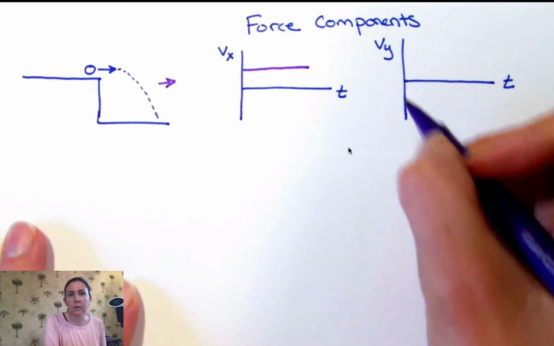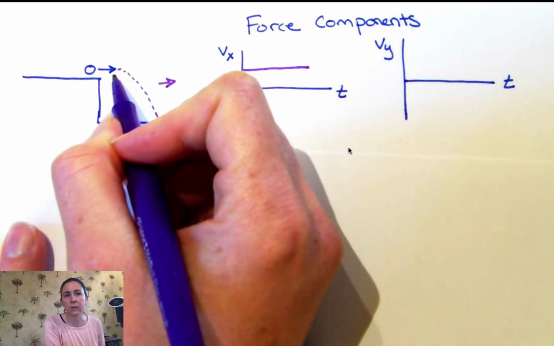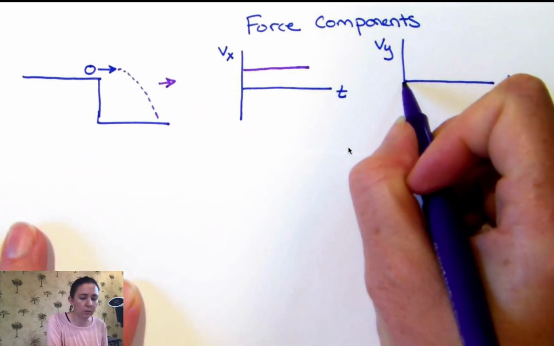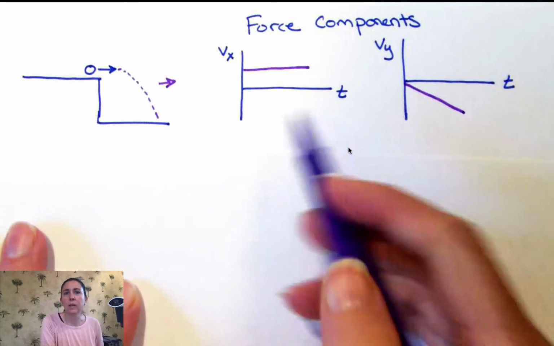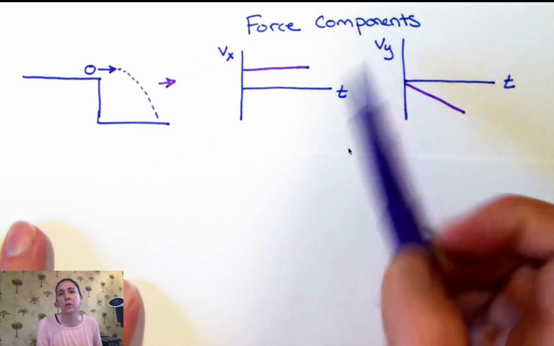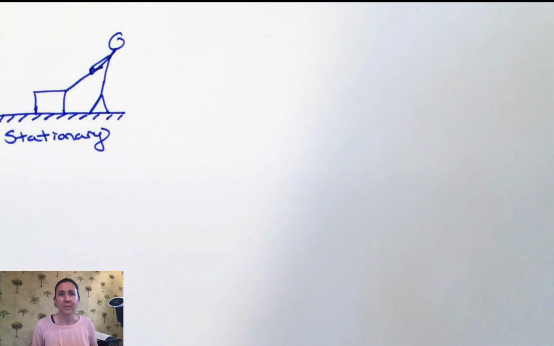And the velocity in the y direction, well, there's no velocity in the y direction to start with, but then it gets faster and faster as it travels down, and so the velocity in the y direction will look like this. So this idea that we can split the velocity into x and into y, that's called the components of the velocity. We can split forces into components just like that.